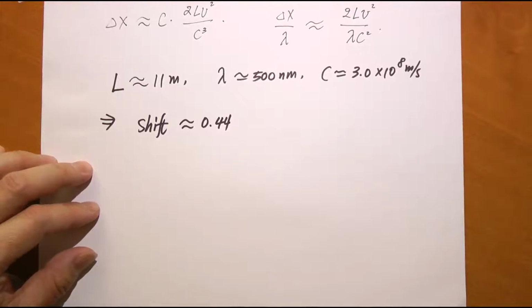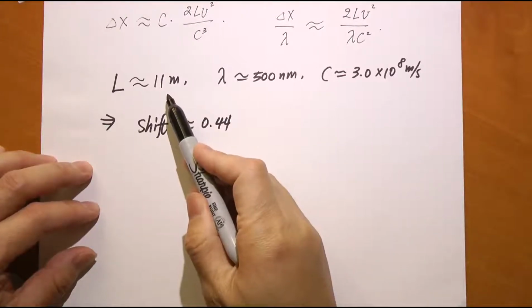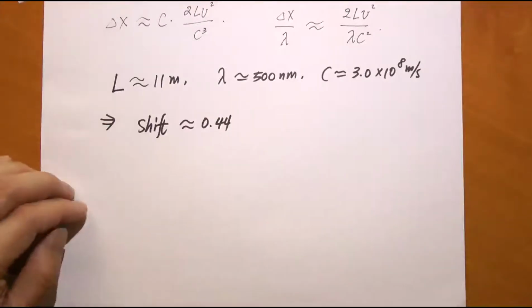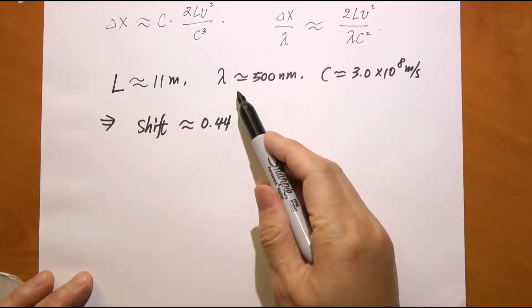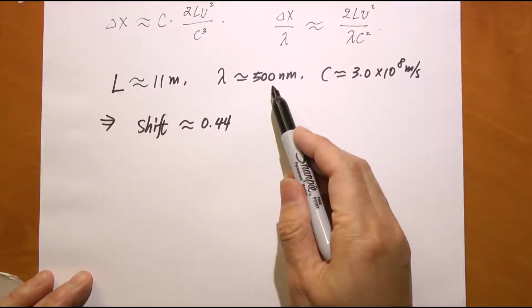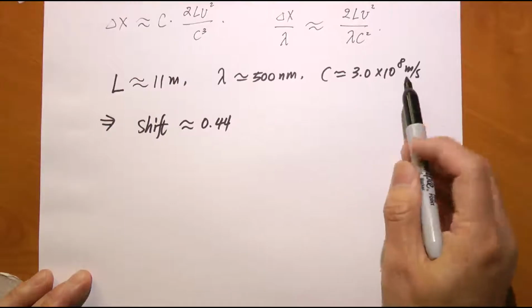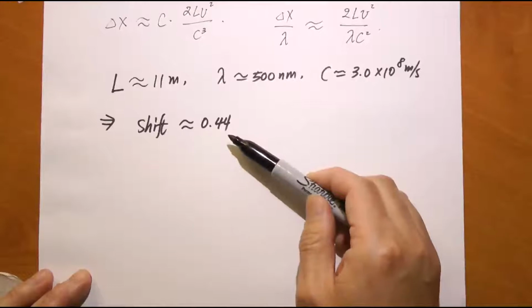So we can do some numerical calculation based on the setup. Lambda was equal to 11 meters, and the reason you can get such a long arm was because they used multiple reflections. It was a very intricate device, as I said. The wavelength of light they used is about 500 nanometers, and c, of course, the speed of light, is 300 million meters per second. You plug all these numbers in, and you'll find the shift will be 0.44.